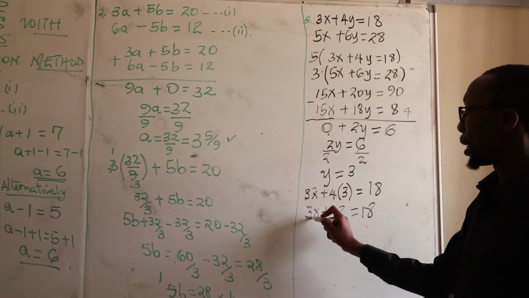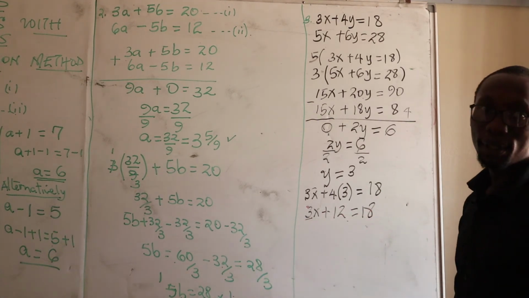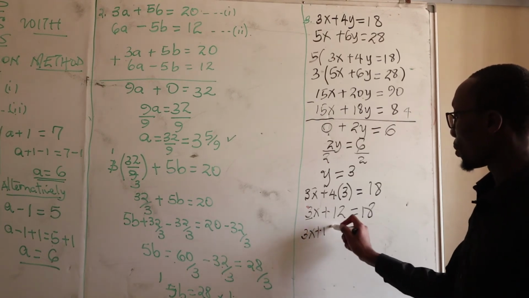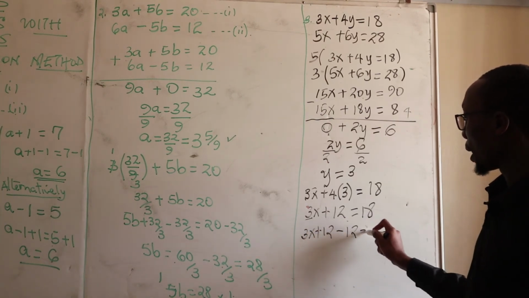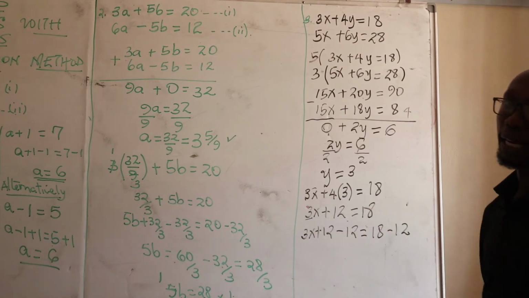So to get the value of 3x, I take away 12, which has been added on the left hand side. So I shall have 3x plus 12. You take away 12 on this side. And so whatever you have done to the left hand side, you also do it to the right hand side.